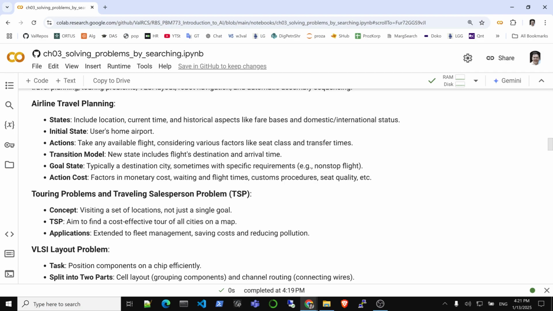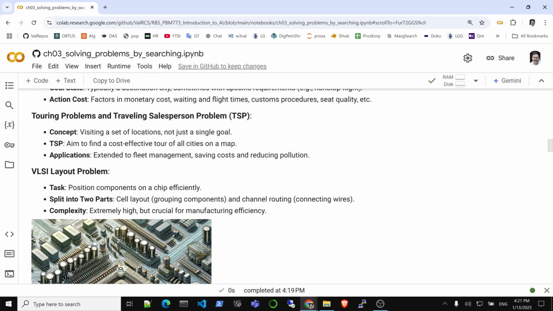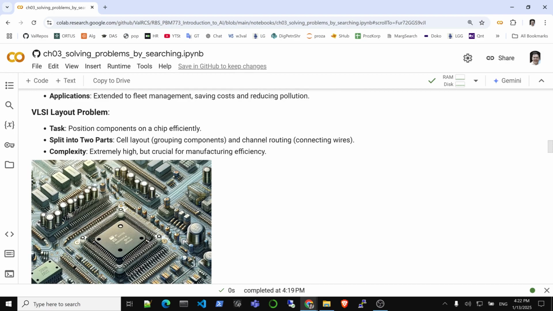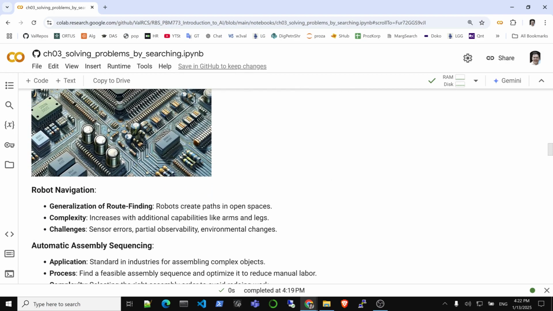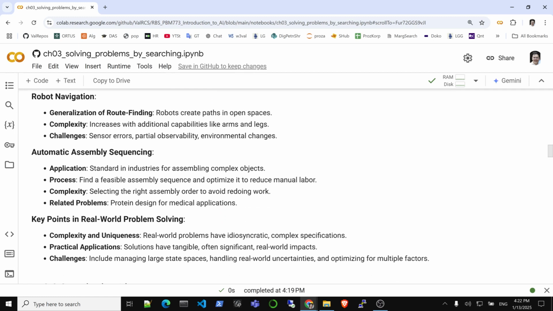Then you have touring problems, of course, like the traveling salesman problem. You have a set of locations, you don't have a single goal in mind, maybe you just want to cover everything, but you want to pay the least. There's the very large scale layout problem: how do you lay out a modern computer chip with billions of semiconductors, and how do you route the connections? Very complex, but very crucial. What else? Robot navigation: build a bot which moves around. Lots of challenges, of course, like sensor errors. Again, we don't have full information. Then assembly sequencing, things like that.